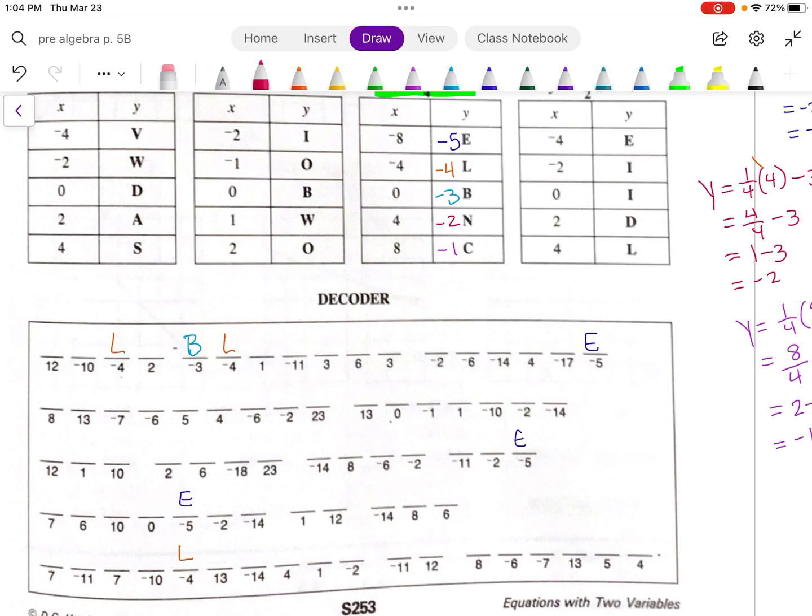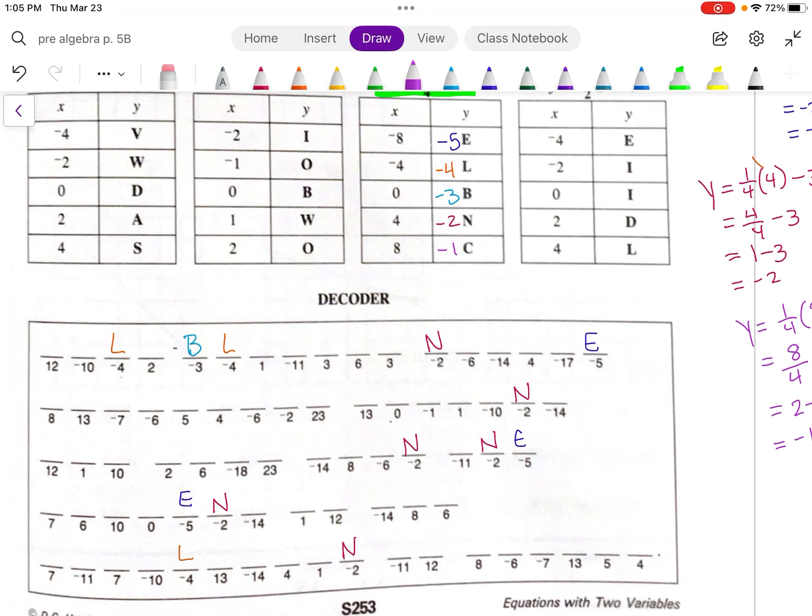Anytime I see a -2, I'm going to write N. Here's a -2. Here's a -2. Lots of -2s. All right, that's all I see for now.